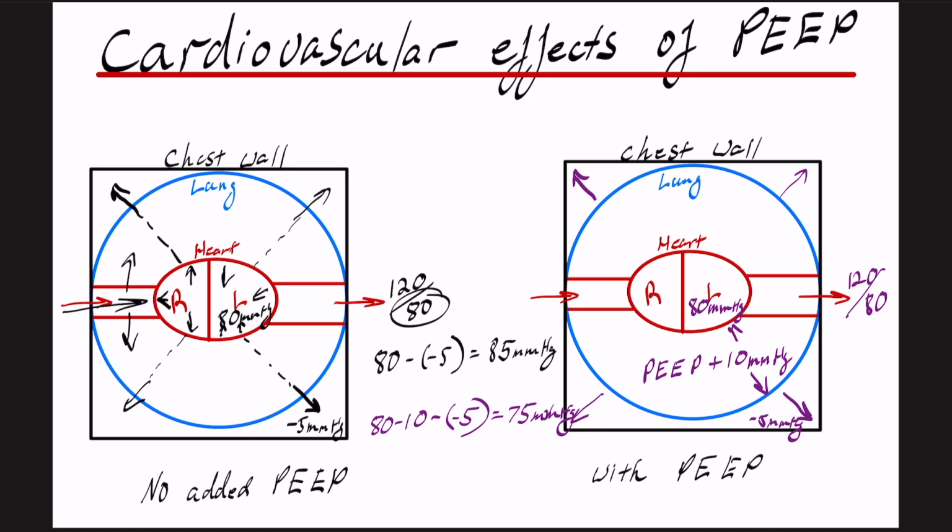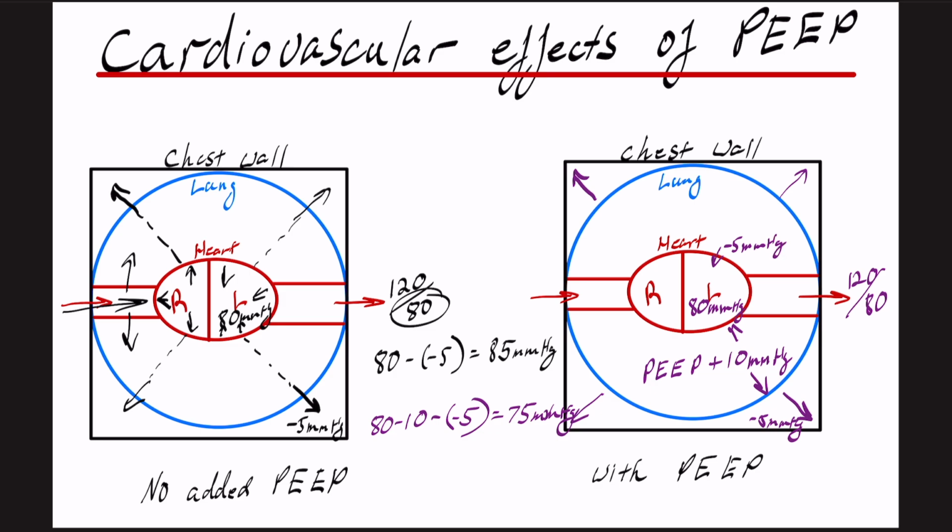So realistically, the PEEP scenario versus the no added PEEP scenario, you actually have an improvement in the transmural pressure gradient of 10 millimeters of mercury. So the heart's pumping in the no PEEP scenario against 85 millimeters of mercury, while in the with PEEP scenario, it's only pumping against 75 millimeters of mercury. So the LV has a decreased workload.